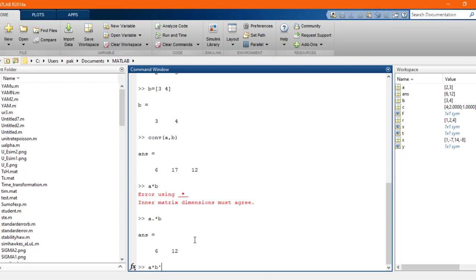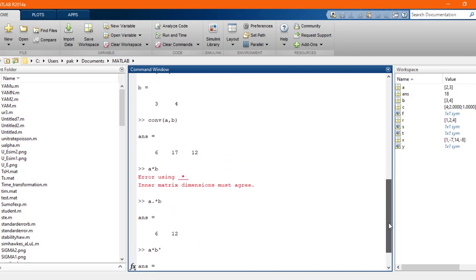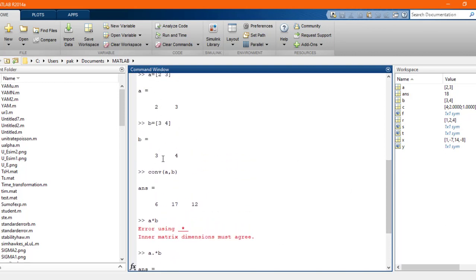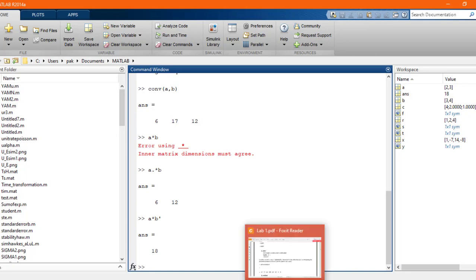What does this hyphen mean? This means transpose, and you can see that this gives me 18. So if you transpose this B and multiply it with 2 and 3, which is the A vector, you can see that the result would be 18. So these are some multiplication commands that you can make use of.